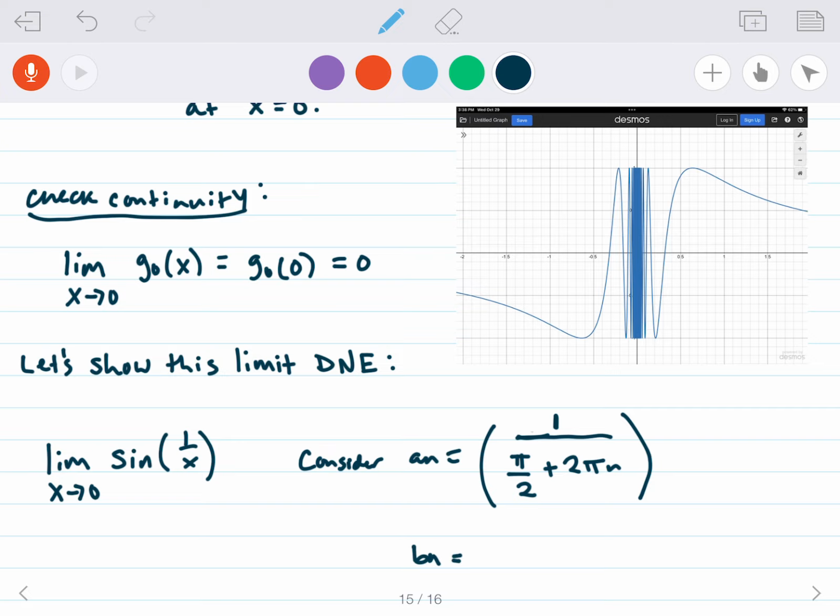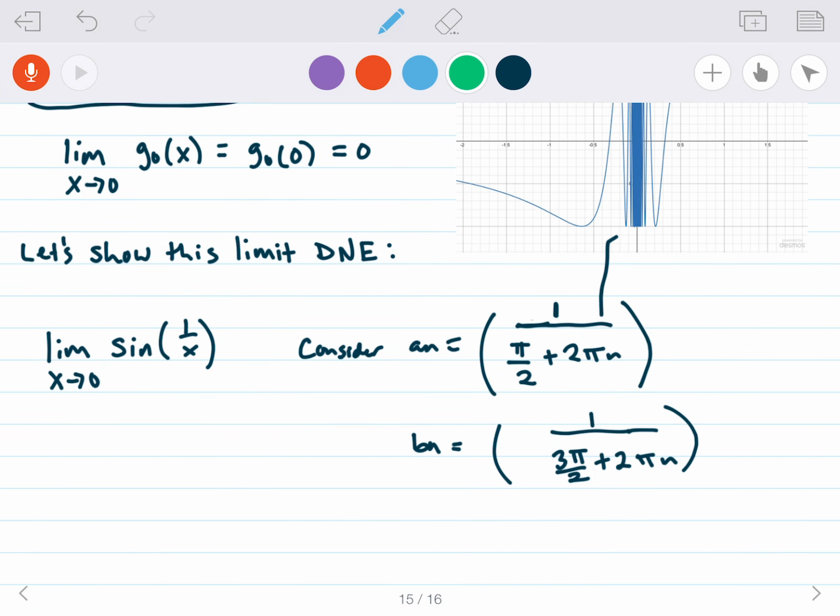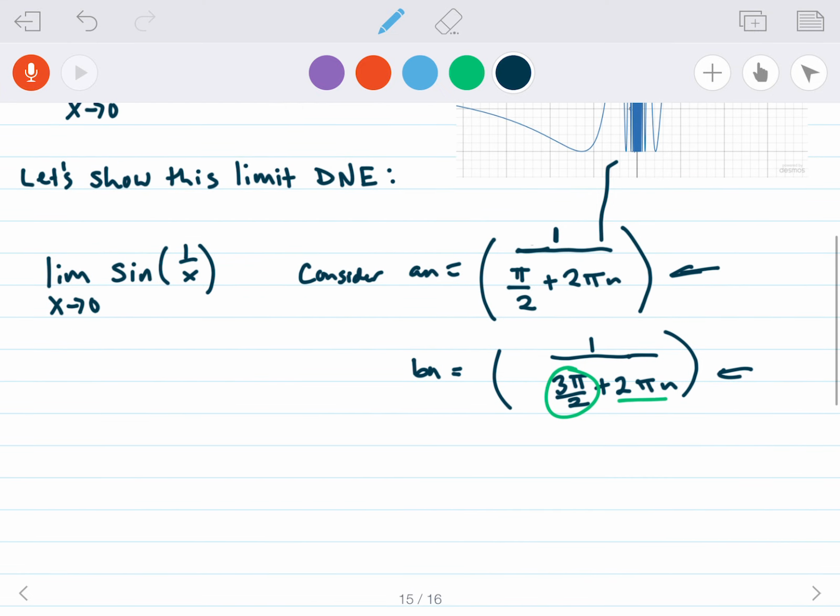And also consider the sequence b sub n equals 1 over 3 pi over 2 plus 2 pi n. Again, here we're at 3 pi over 2, and we look at anything coterminal to it. If I just draw a little picture here, here's 3 pi over 2. Any multiple of 2 pi is going to end up back at 3 pi over 2. So the sine value here is -1, and the sine value there is 1, and that's going to cause some problems for us.